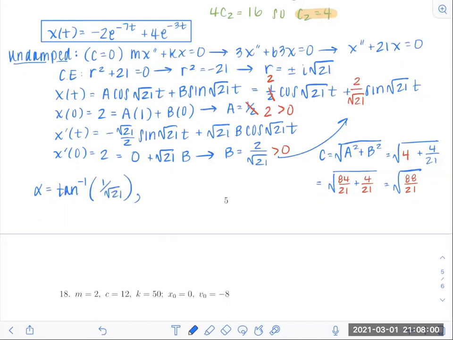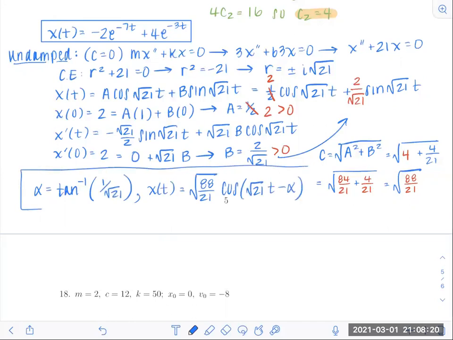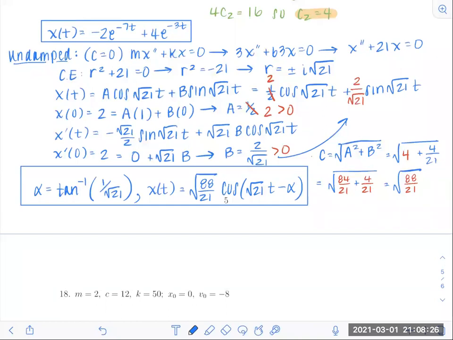And then in conjunction with that, I have my condensed x of t function, where c is the square root of 88 over 21. And then we have cosine of our omega naught t, which is the square root of 21t, and then minus the alpha that we just stated. So this is our condensed formula here for the undamped motion in problem 16.